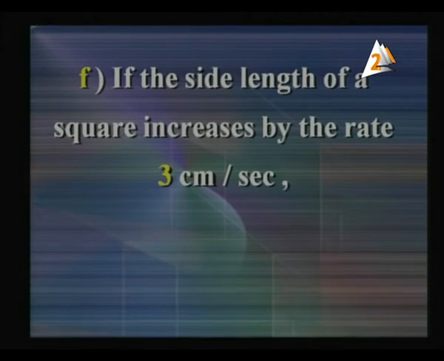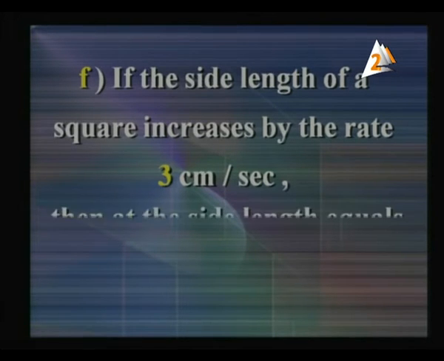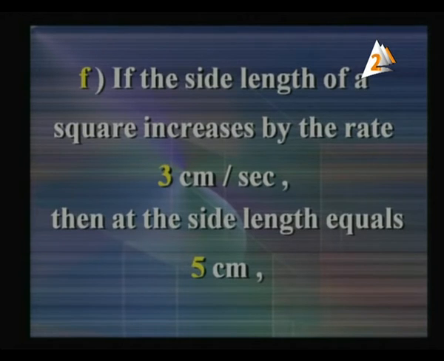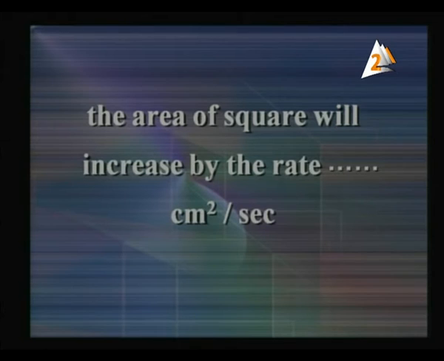If the side length of a square increases at the rate of 3 centimeters per second, when the side length equals 5 centimeters, the area of the square will increase at a rate equal to what? Excellent student, 30 centimeters squared per second.